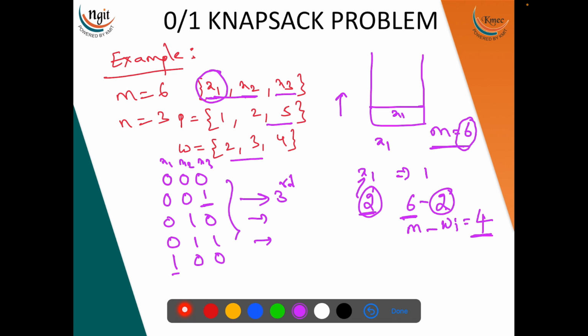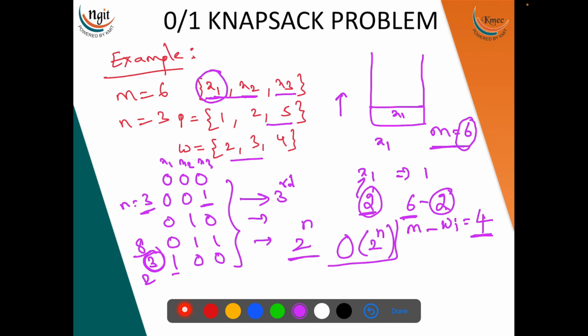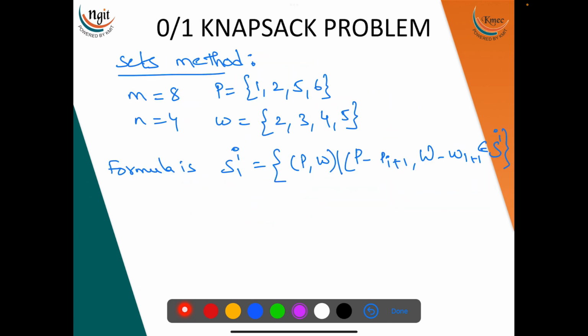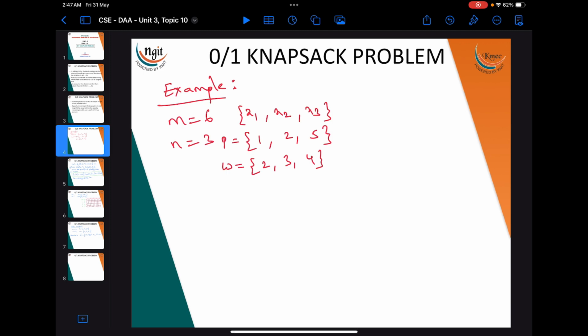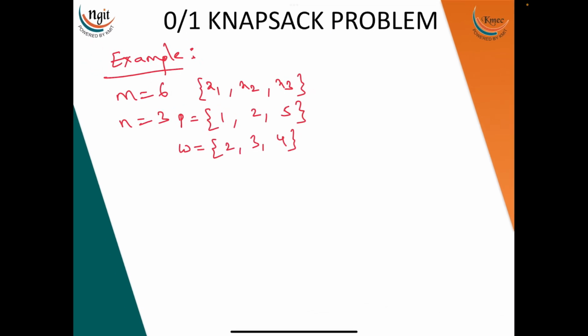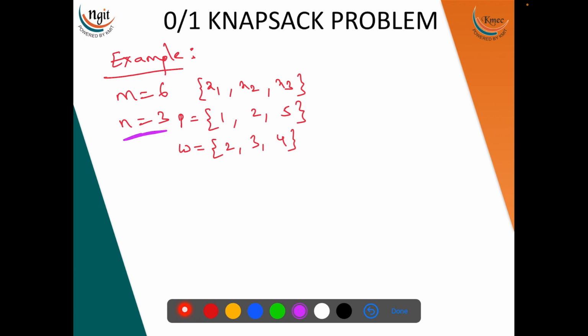So likewise, as I have n value is 3, how many combinations will I get? 8 combinations I'll get. That means 2 cube combinations. 3 is your n value. That means 2 power n combinations we will get. That is the time complexity is big O of 2 power n. So this is the complexity of placing items inside of the container with these 3 sizes, right?